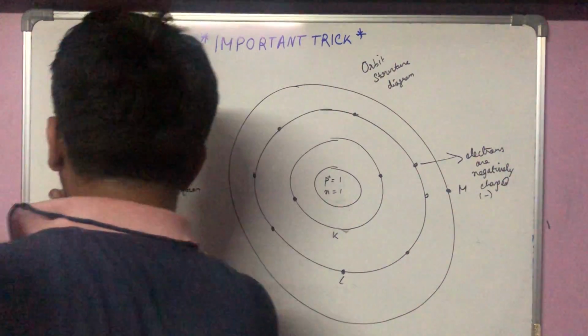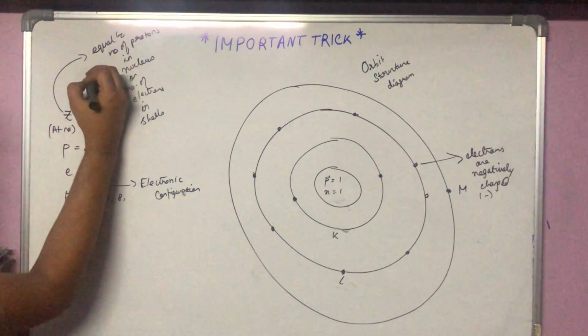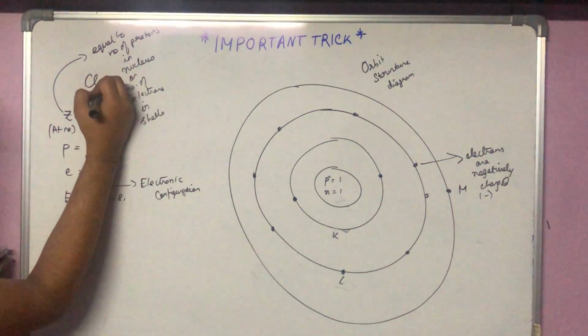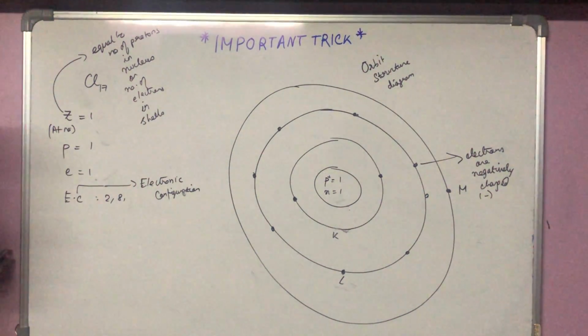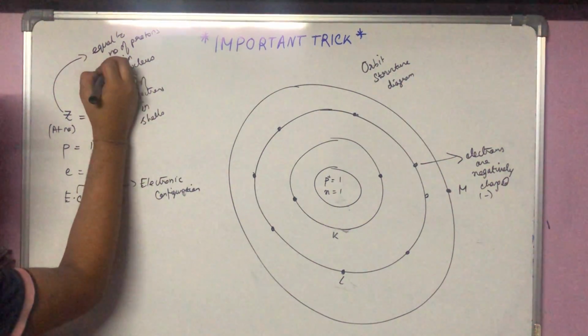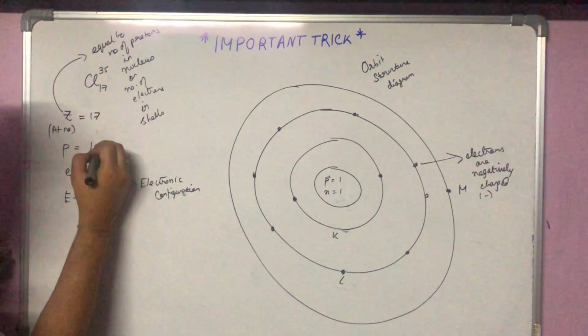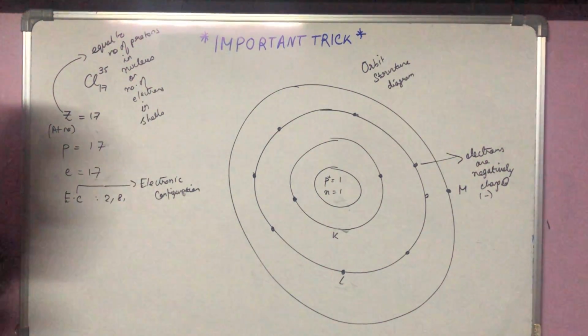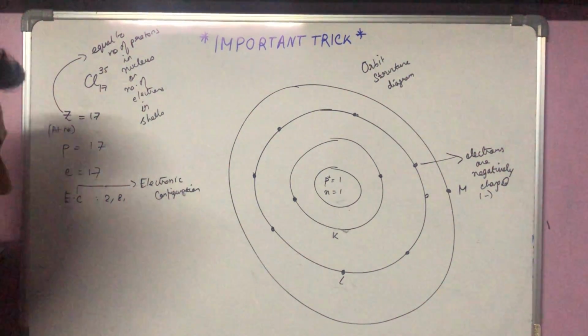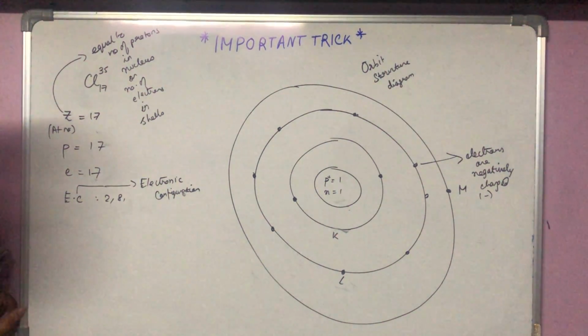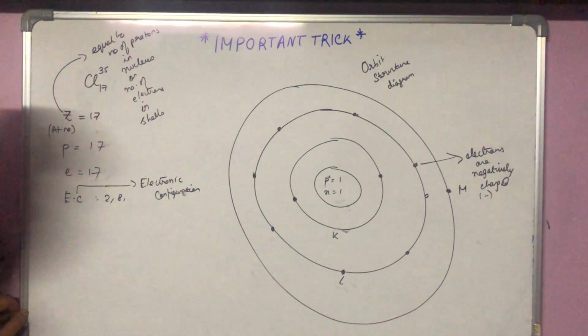Now let's talk about chlorine. Chlorine का जो atomic number है that is 17 and chlorine का mass number let's say 35 we can take. Now chlorine का atomic number अगर 17 है तो फिर उसका जो number of protons है that will also be 17, number of electrons will also be 17 because I told you that the number of protons and the number of electrons are both equal to the atomic number.